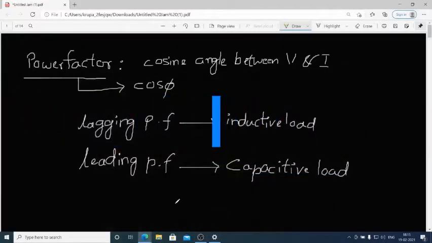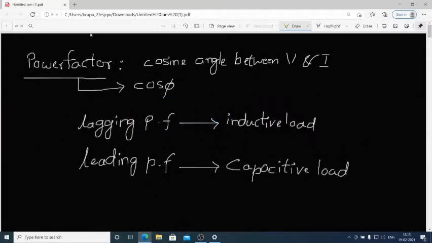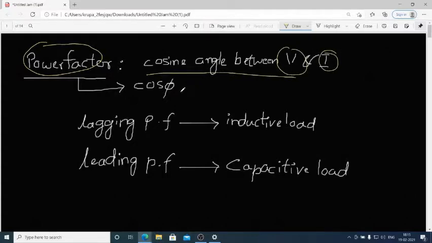Hello everyone. Today we will discuss a few definitions for the AC analysis. So the first definition is power factor. What is meant by power factor? It is the cosine of the angle between the voltage and current. It is denoted as cos phi.